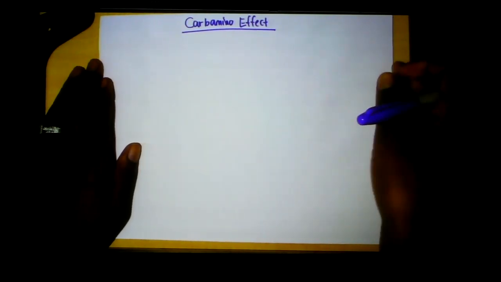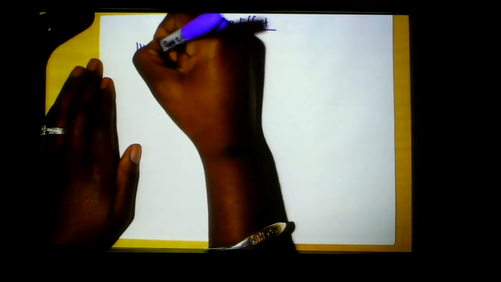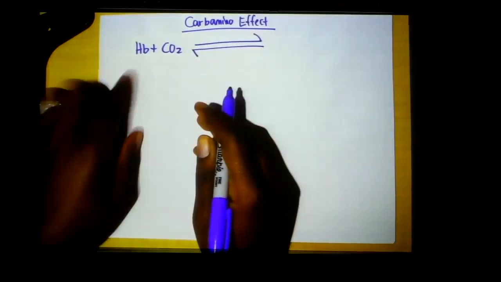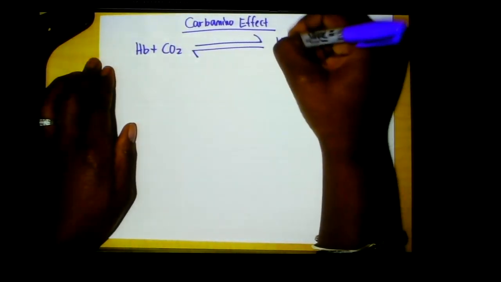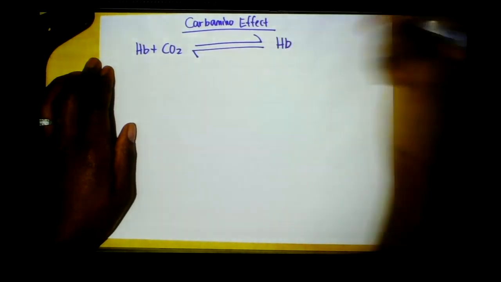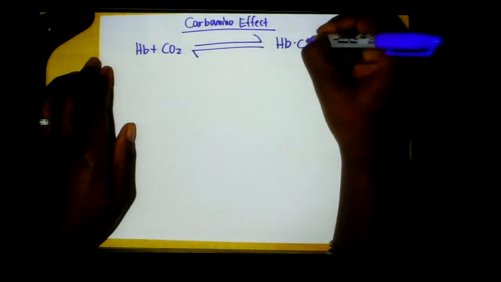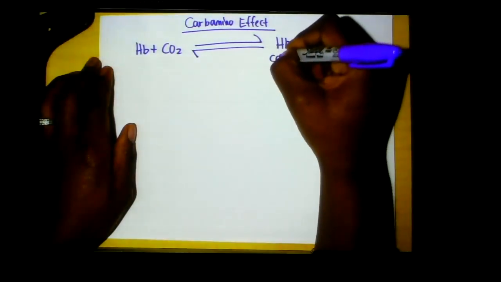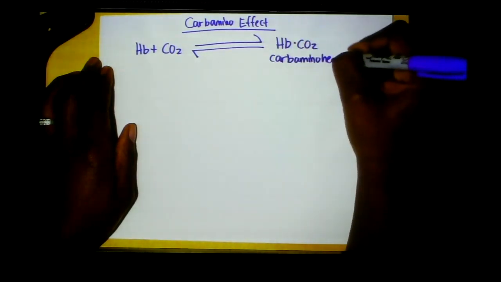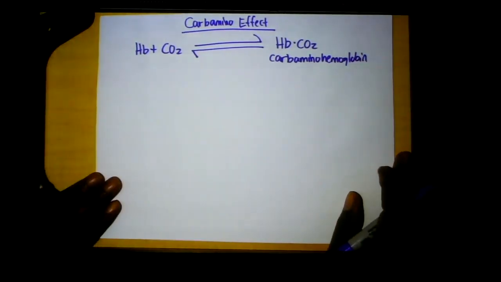Okay, so the carb-amino effect is where we looked at the fact that hemoglobin had this ability to bind CO2. And again, this is a reversible reaction, so we can bind it on. This gives us carb hemoglobin. Right, we call this carb-amino hemoglobin when it has that CO2 bound on.